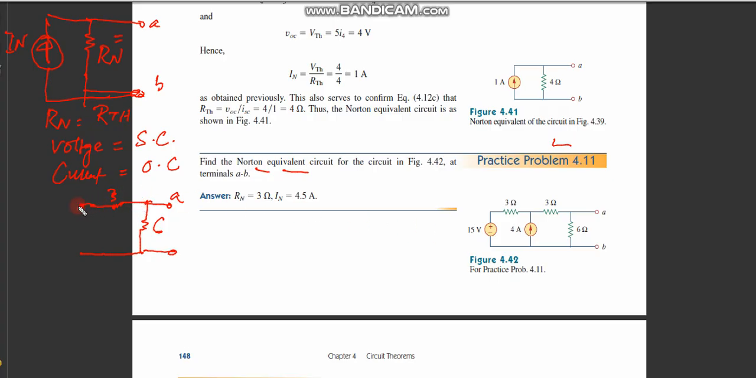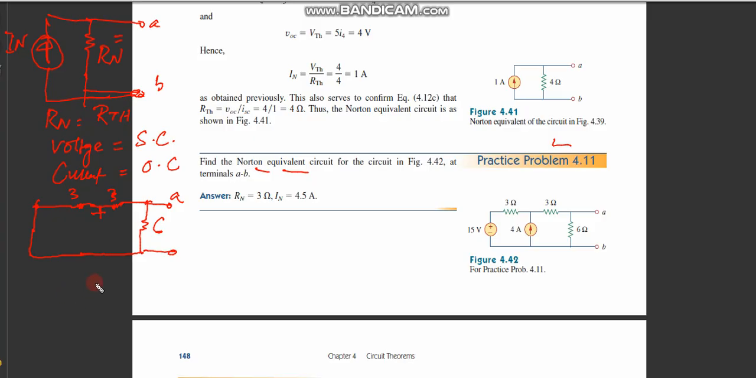Then I have the 3 ohms branch, and then I have a short circuit from this 15 ohms from source can be made as a short circuit. So basically if you see, this is how my circuit would look. The two resistances, each of value 3 ohms, can be connected in series.